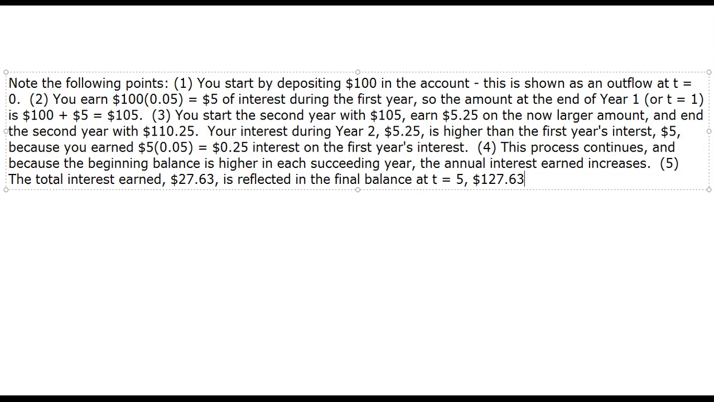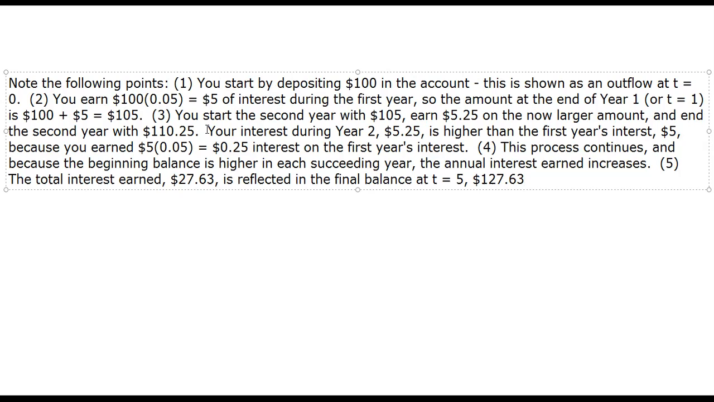So we'll go again. So note, you start by depositing $100 in the account, right? This is shown as an outflow at timeline T equals 0. You earn 100 times 0.05, you earn $5 of interest during the first year. So the amount at the end of year one, T equal 1, is $105, 100 plus 5, right?